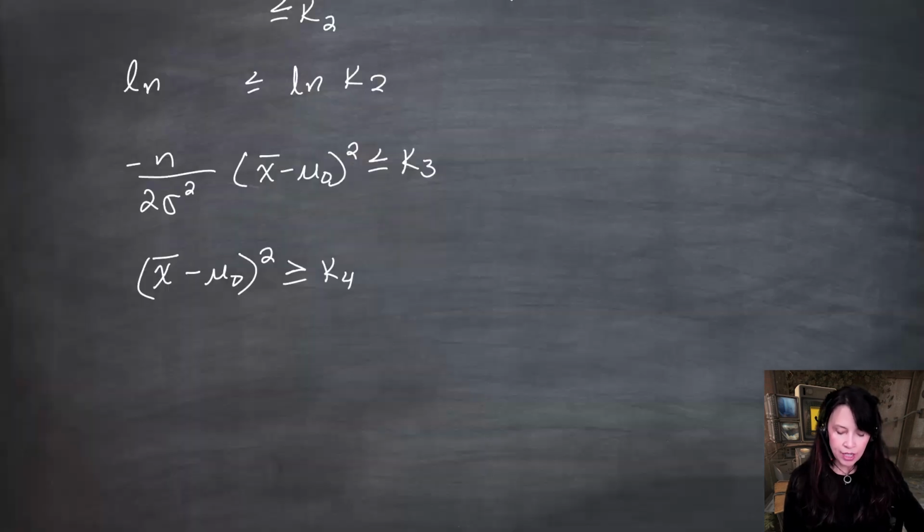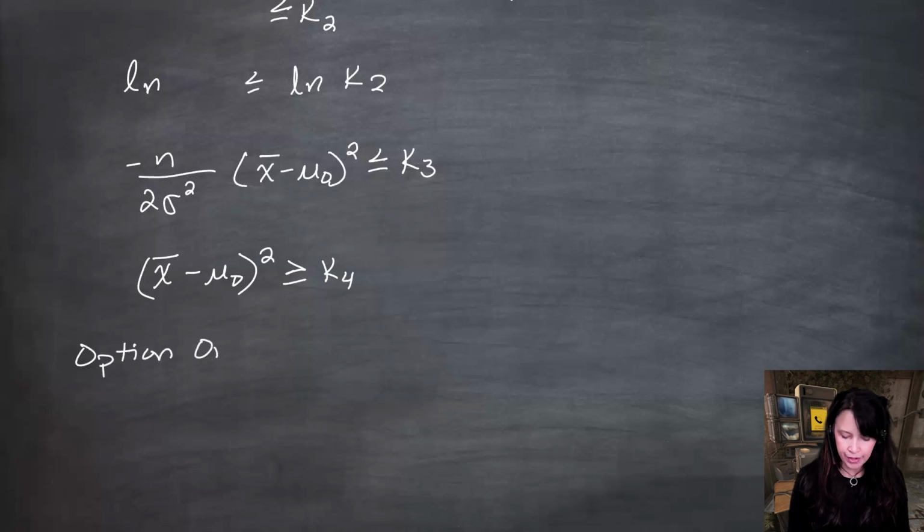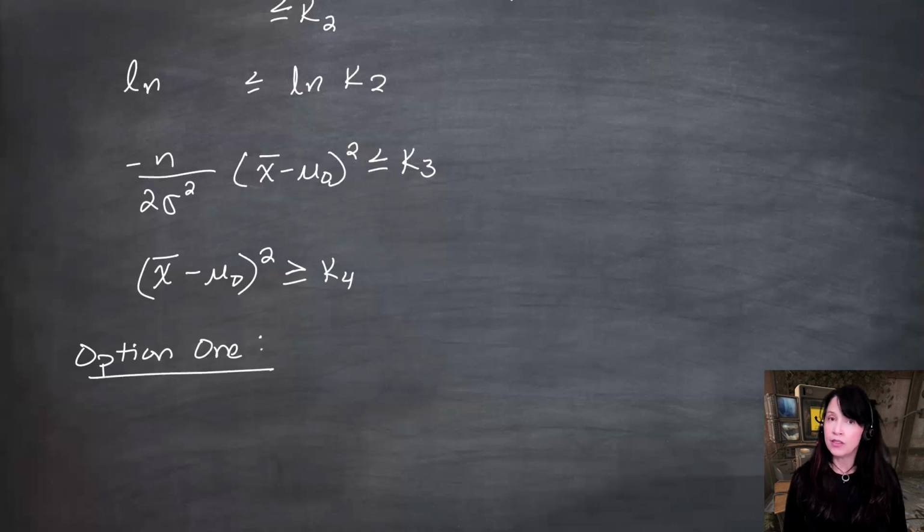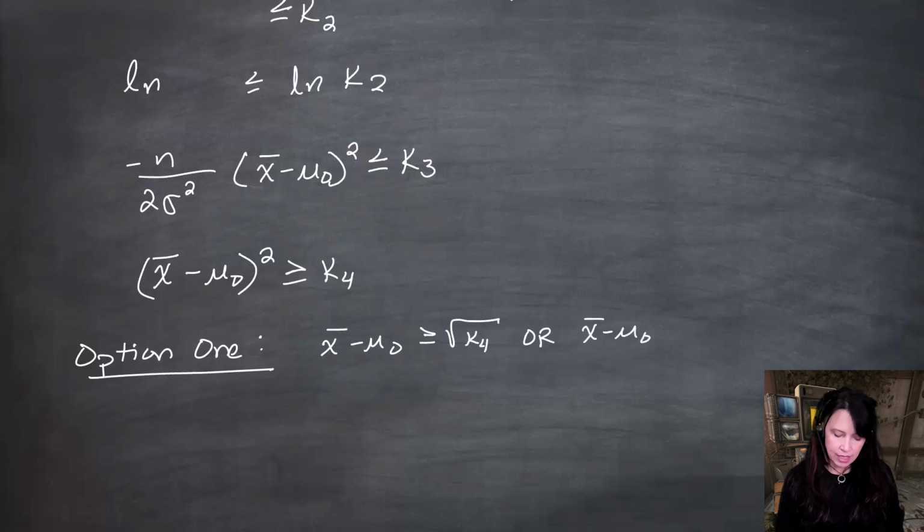Okay, so at this point, we could find k4 and give the recipe to the person that wants to do the test. I have a couple of options there, and I don't want to find k4. I'd like to give them the test in a different form. So here is option one. I am going to take the square root of both sides of this and get x bar minus mu naught greater than or equal to the square root of k4, or x bar minus mu naught less than or equal to the negative square root of k4.